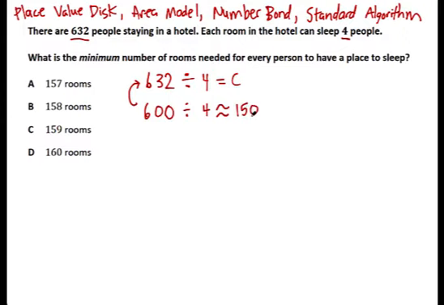And you can work backwards to check this. 150 times 4 is 600. 15 times 4 is 60, then that times 10 puts that 0 there. So this is a good estimation. So my answer should be close to 150.